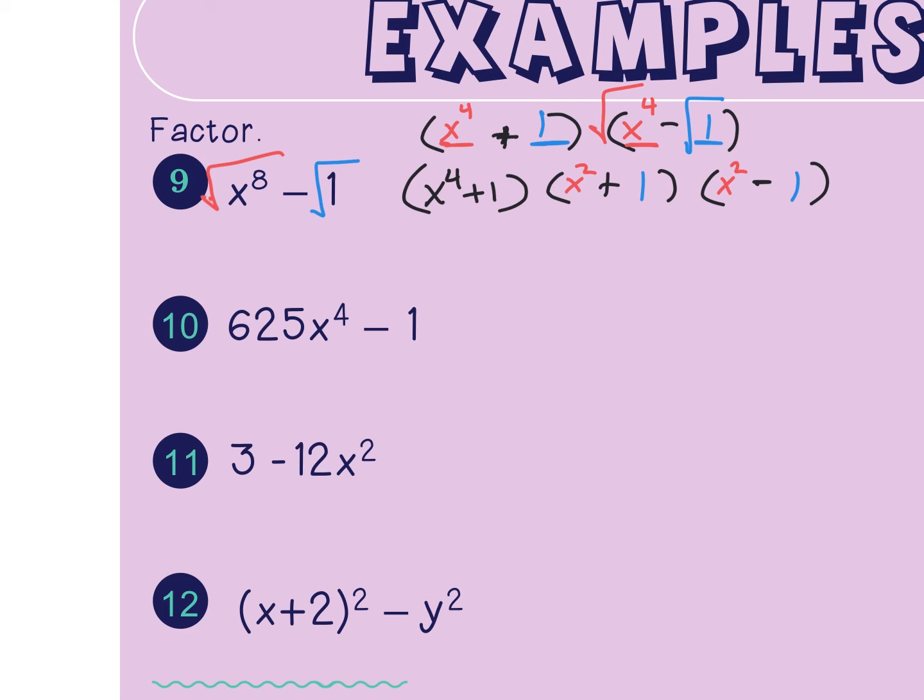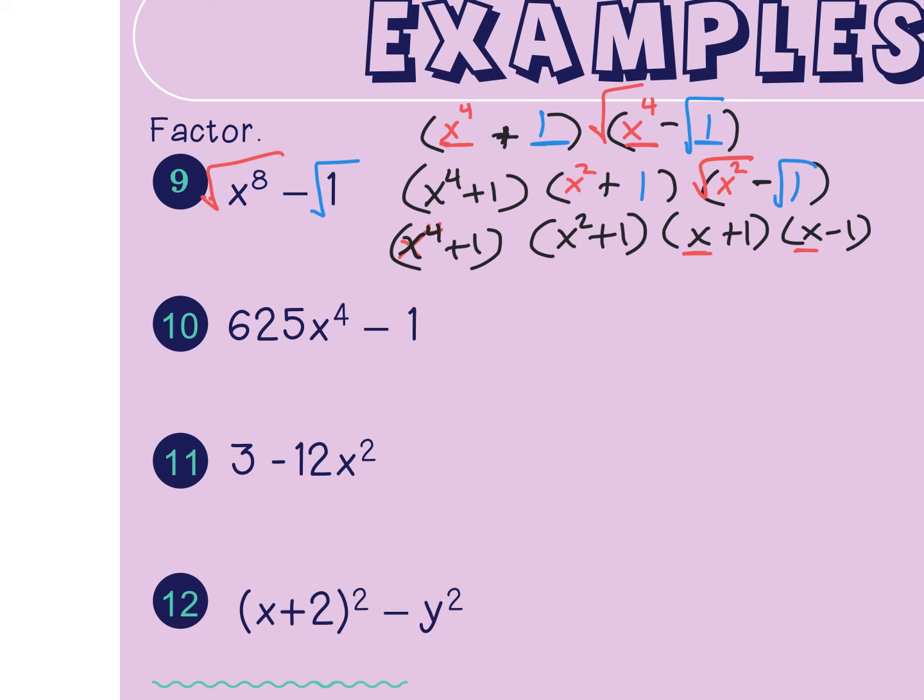Notice I'm still not done. I still have that last binomial that's still a perfect square. So again, the first two, because they're sums, I can't do anything else with those. So let me rewrite those. x squared plus 1. This one, again, I can factor into x plus 1 and x minus 1. So again, the square root of this term goes there, and the square root of this one goes here. Now I'm finally finished.